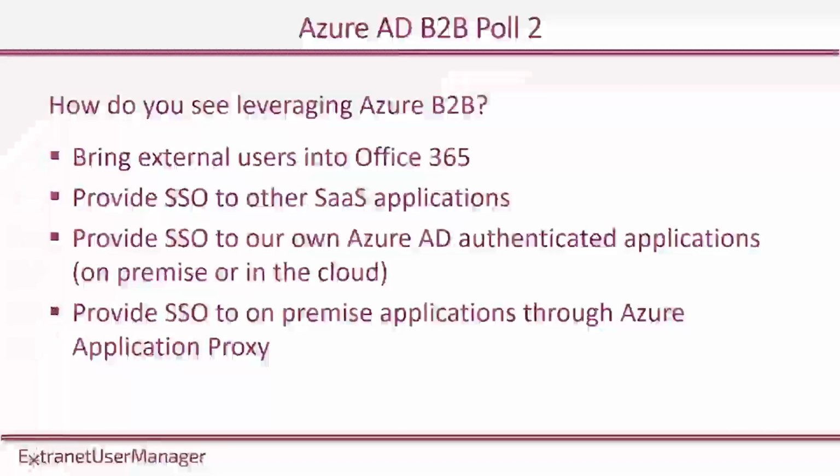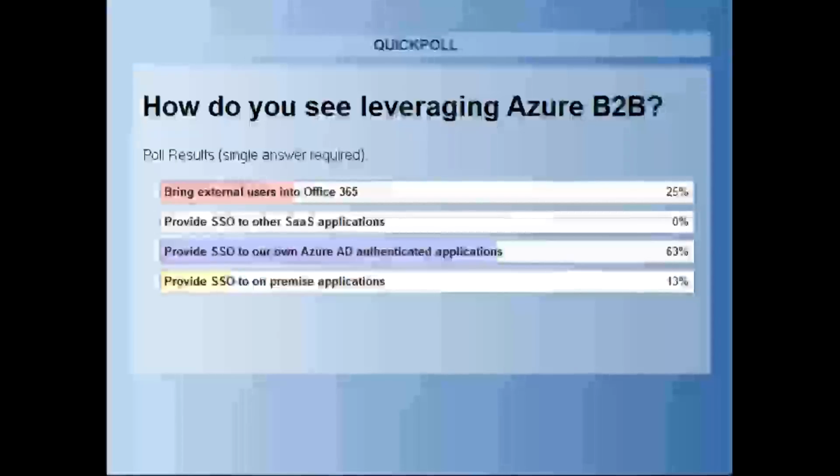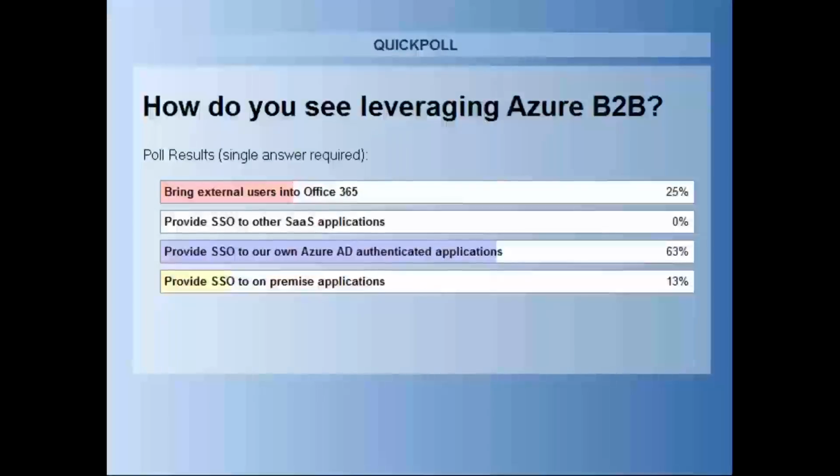Okay. It's actually quite interesting. It wasn't what I was expecting. So only about a quarter are looking to bring external users into Office 365, but about two-thirds are looking to use Azure AD to come into their own applications, whether those are on-premise or in the cloud. So maybe that's where we should put our focus from a next webinar point of view: how do you then wire up those Azure AD applications and provide access through Extranet User Manager and B2B into those?